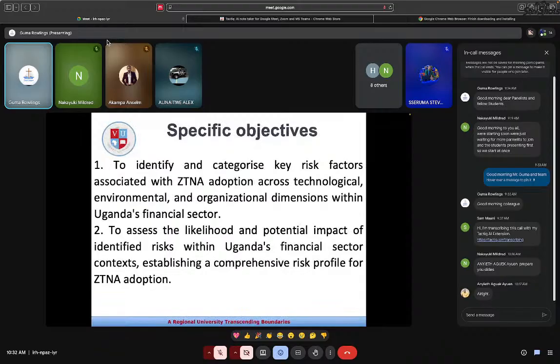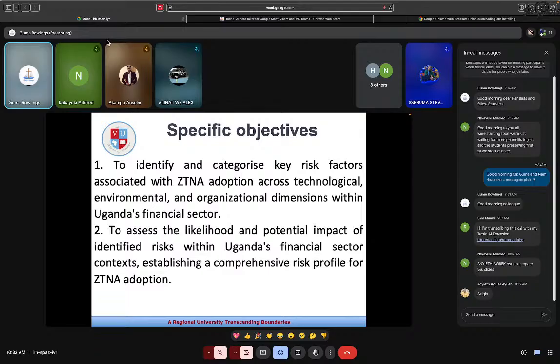Then we get to the specific objectives. For the specific objectives, basically to achieve our general objective, the research is broken into majorly four specific objectives. First, to identify and categorize the key risk factors across three dimensions of the TOE, which is one of the frameworks we're relying on, as we will see later on in the conceptual. We're looking at the technological dimension, the environmental dimension, and the organizational dimension.